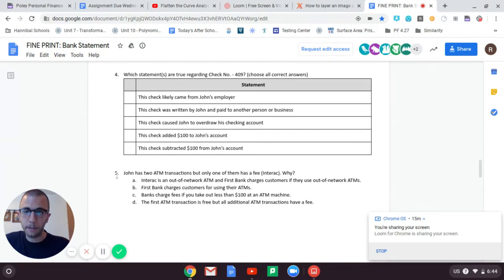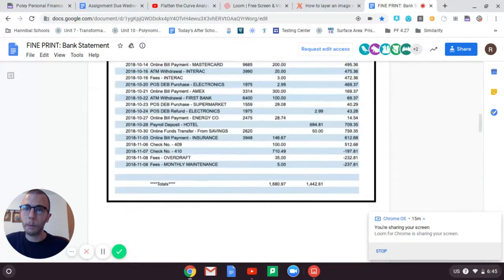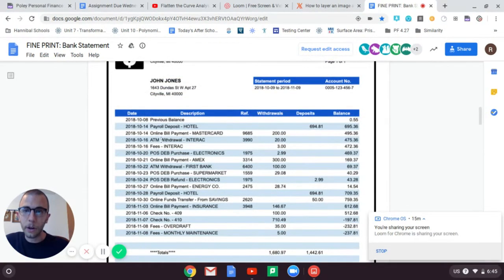Banks charge fees if you take out less than $100 at an ATM machine. No. And letter D, the first ATM transaction is free, but all additional ATM transactions have a fee. And that's not true either. Because again, if we look back up at the statement, that Interact ATM withdrawal, that was the first one. That's the one that had the fee. So they're saying the first ATM withdrawal is free. After that, there's a fee. That's not what's going on here.